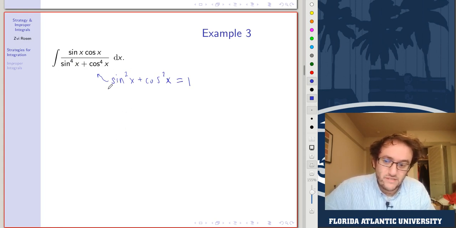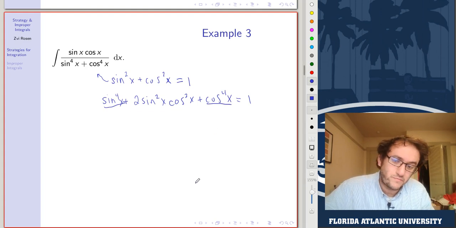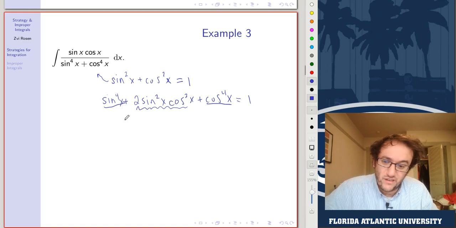Well, if I square both sides of this equation, I'll get sine to the fourth x plus 2 sine squared x cosine squared x plus cosine to the fourth x equals 1. And then we have the two parts of the denominator. We're just missing this. So if I move that to the other side of the equation, I have sine to the fourth x plus cosine to the fourth x equals 1 minus 2 sine squared x cosine squared x.